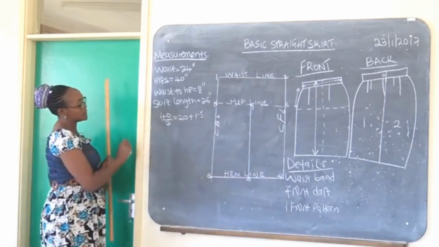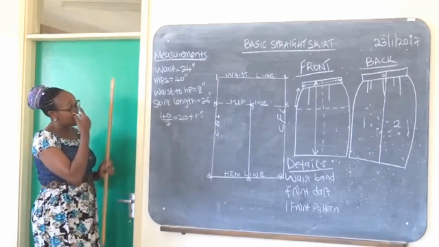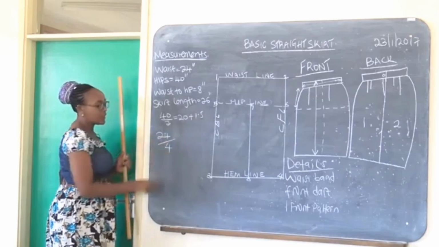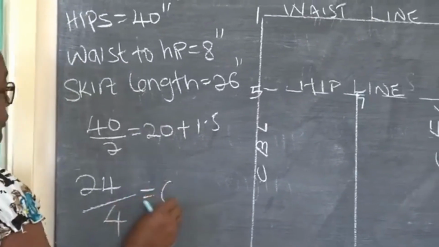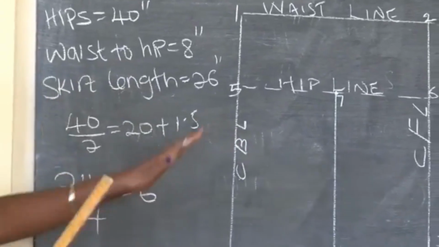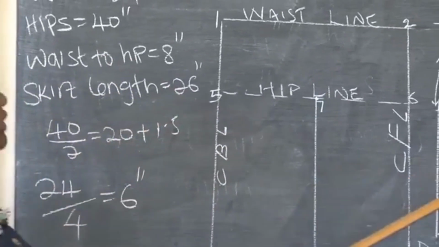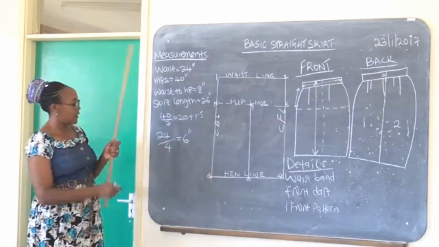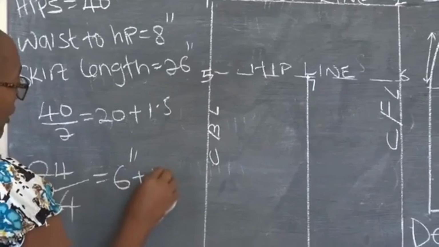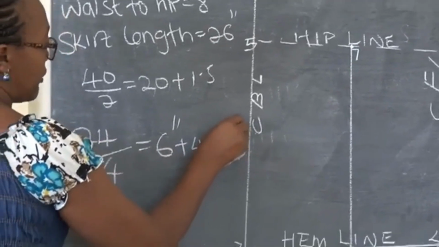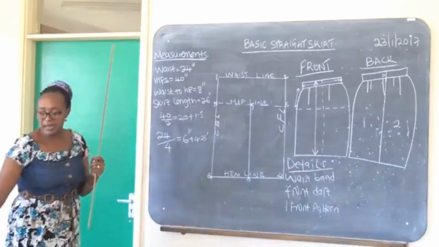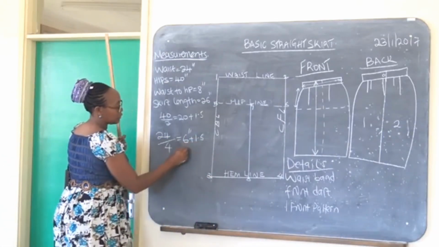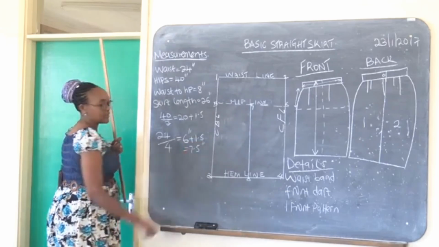So I'll get a quarter of the waist. And in our case, our waistline is 24 inches. So I'll get 24 inches divided by 4. And this will give us 6 inches. And because at the back, we've got 2 darts as in our skirt here. One part of the skirt has 2 darts. So I will add an allowance of 4.25 centimeters, which is equivalent to 1.5 inches. So we give it plus 1.5. So this will be 7.5 inches.